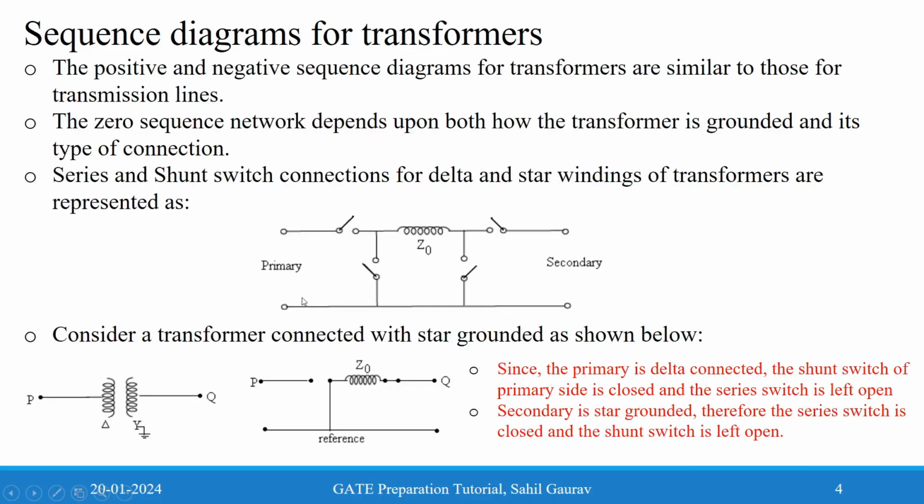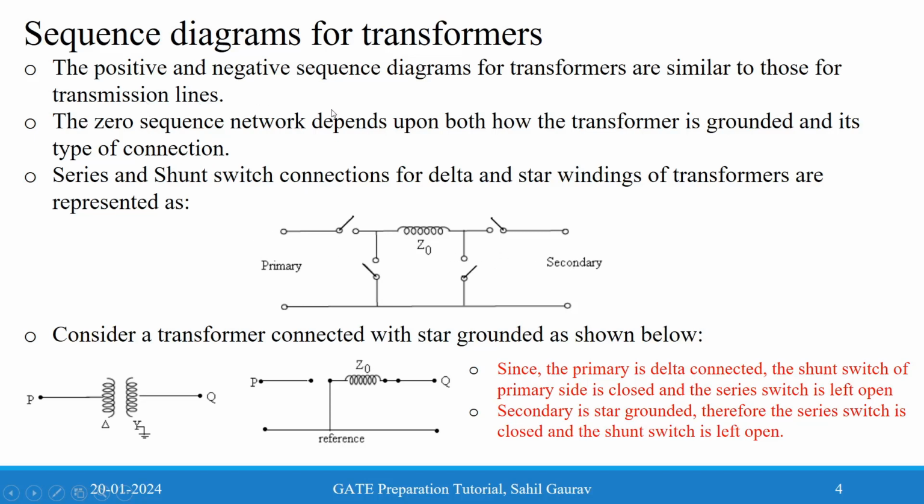Now the sequence diagrams for transformers are very important. I think this one is the most unusual: if it is star or delta connected, how we have to consider it and make the equivalent sequence diagram for the transformer.